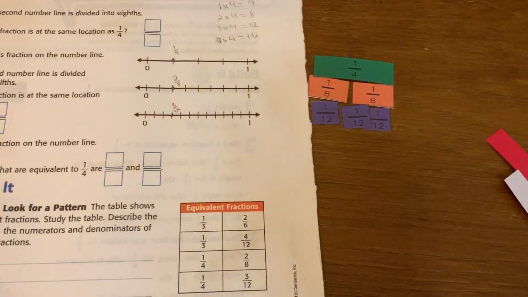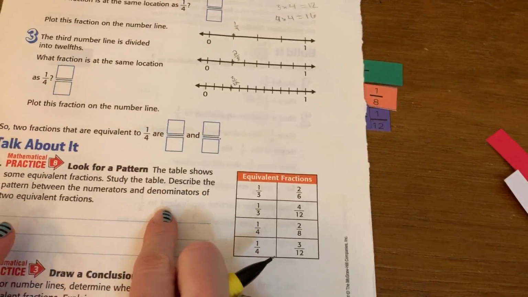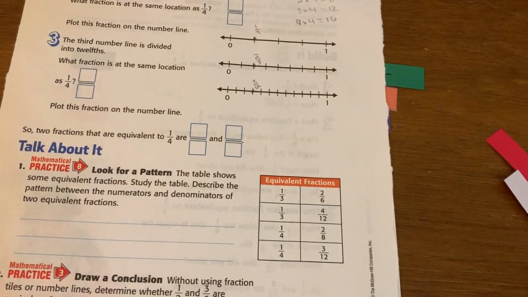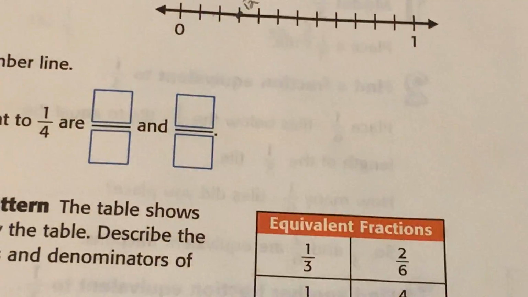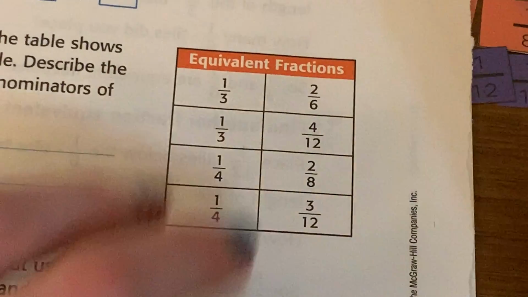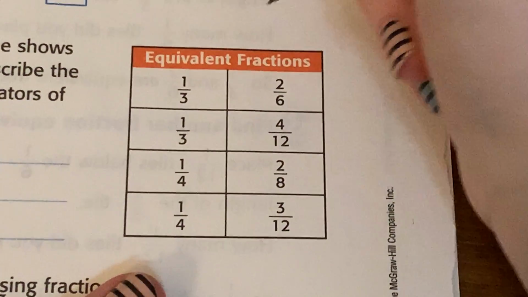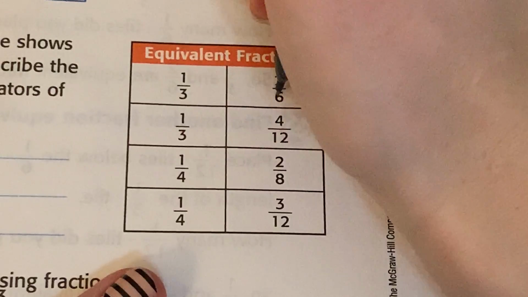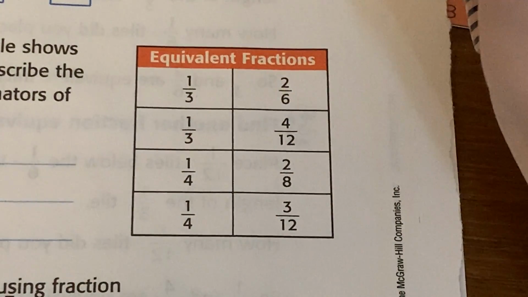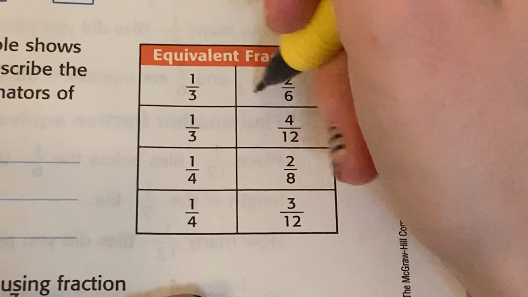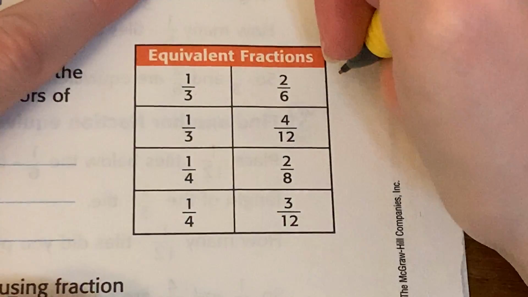All right, now I want to look at this one here, looking for a pattern. This table shows some equivalent fractions. It wants us to study the table and describe the pattern between the numerators and denominators of two equivalent fractions. Let's zoom in and take a look. They want us to look at the relationships. So 3 to 6, 1 to 2. It looks like, once again, these are multiples.